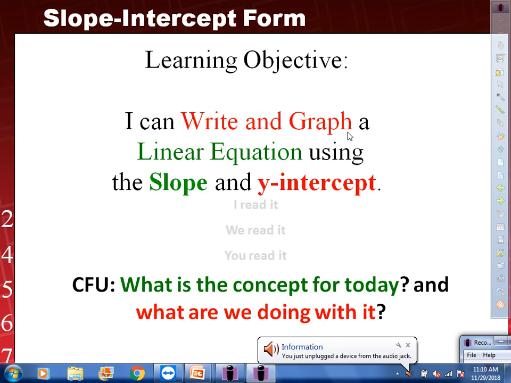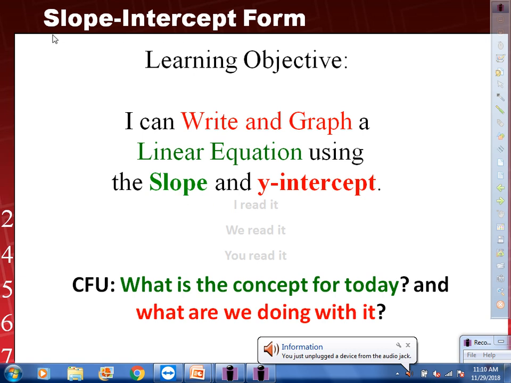Alright, here we go. Our objective for today: I can write and graph a linear equation using the slope and y-intercept. Let's read together, 1, 2, 3. I can write and graph a linear equation using the slope and y-intercept. So we're still on the same concept of linear equations. But today, I want you to write inside of your Fourier model, slope-intercept form.